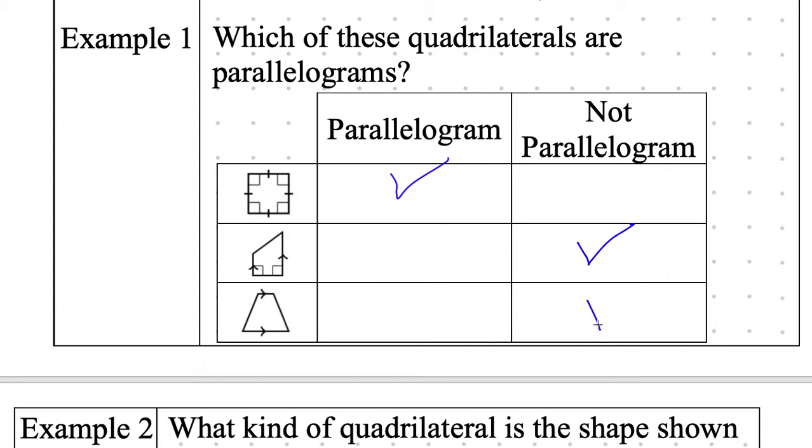It is not a parallelogram. It needs to have opposite sides that are parallel. These 2 sides are opposite and they are not parallel, so it is not a parallelogram.